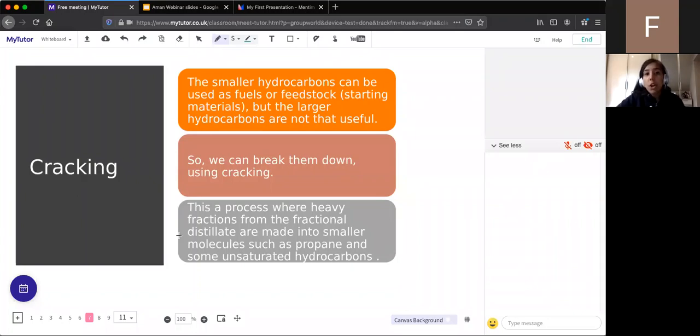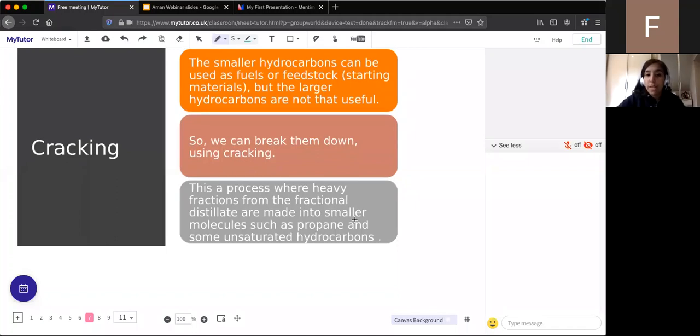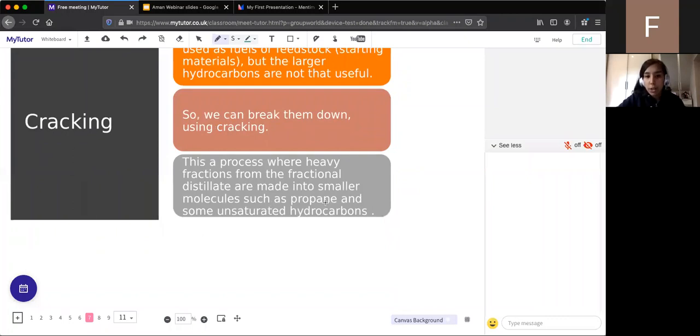But the larger hydrocarbons are not that useful. So often we want to crack these larger hydrocarbons into smaller hydrocarbons. And that process of breaking them down is called cracking. And as it says here, this is the process where heavy fractions from the fractional distillate are made into smaller molecules, such as propane and some unsaturated hydrocarbons.